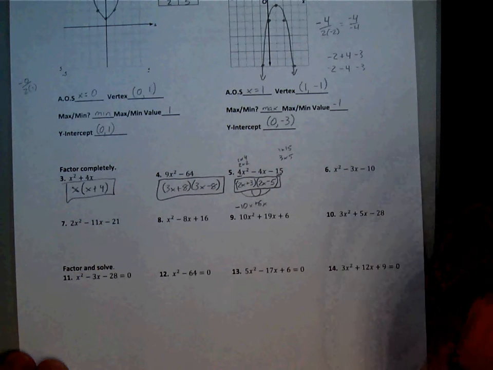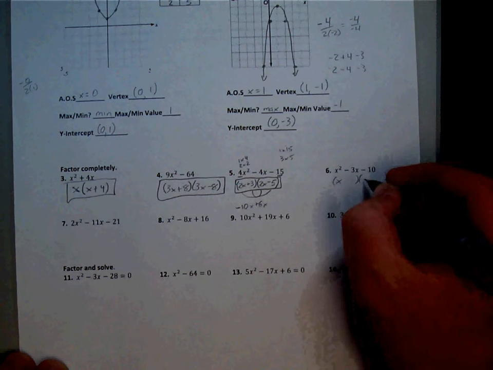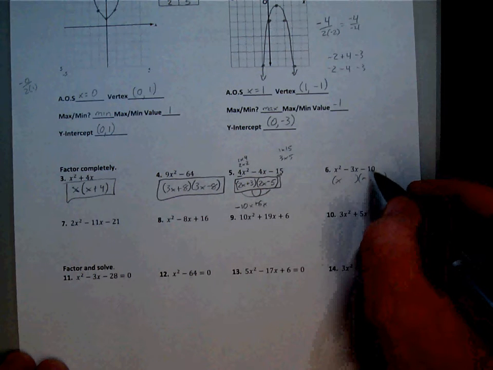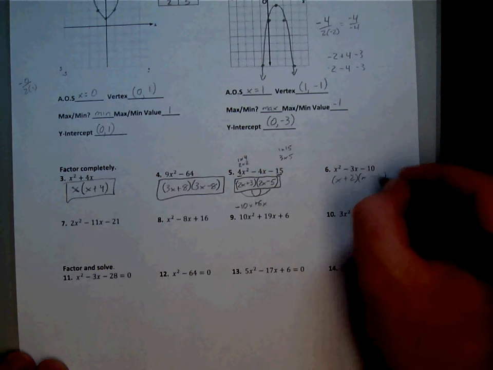Number 6, there's no lead coefficient, or the lead coefficient is 1. Two numbers which multiply to negative 10 add to negative 3. We're going to have a positive 2 and a negative 5.